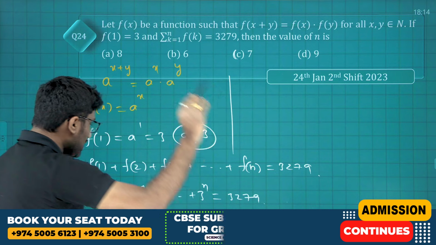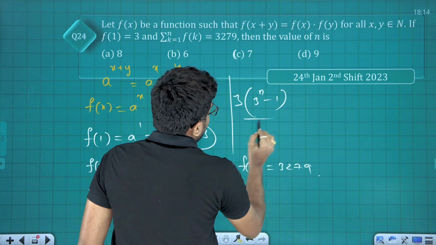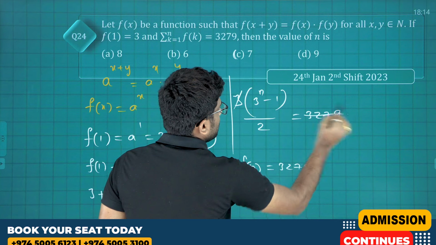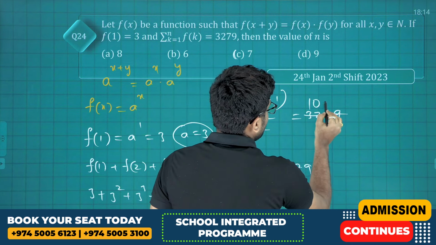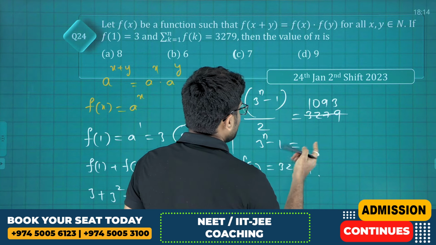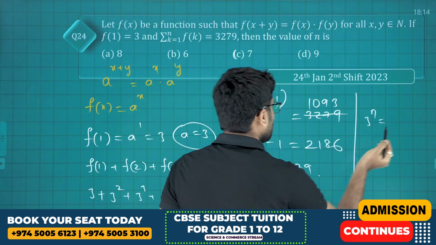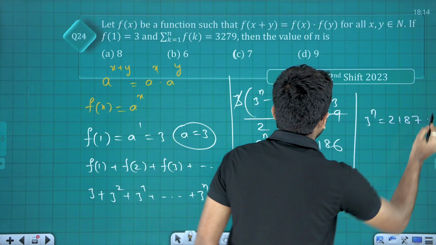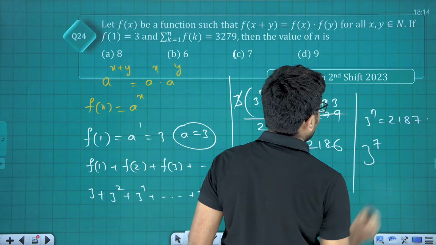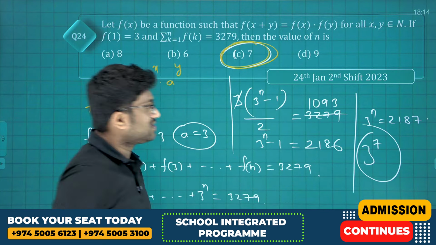Friends, this is clearly a GP. In geometric progression, the sum formula is 3 into r power n minus 1 by r minus 1, which is equal to 3279. So 3 power n minus 1 is equal to 1093 times 2, which is 2186. Now 3 power n is equal to 2186 plus 1, which is 2187. 2187 we can write as 3 power 7, friends. So hence the answer is option C. The value of n is 7.